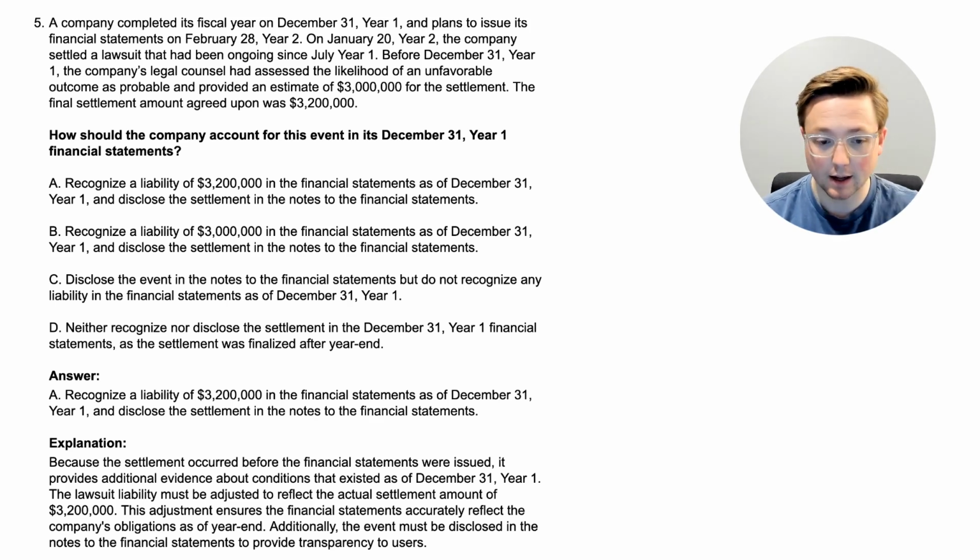Again, that's what I was saying. This adjustment ensures the financial statements accurately reflect the company's obligations as of year end. Additionally, the event must be disclosed in the notes to the financial statements to provide transparency to the users. So with that, we've completed question 5.